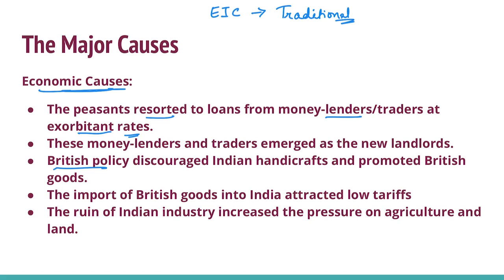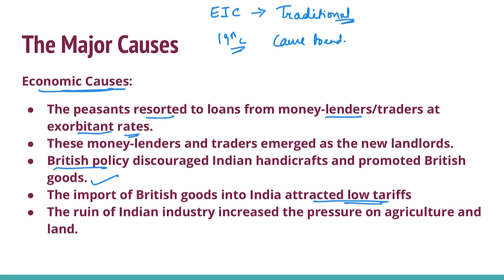British policy discouraged Indian handicrafts and promoted British goods. At that time, the highly skilled Indian craftsmen were forced to look for alternative sources of employment, which was very difficult for them. There was also destruction of Indian handicrafts. The British used to take raw materials from India and bring them back in the form of finished goods. The import of British goods into India attracted low tariffs. So by the mid 19th century, exports of cotton and silk textiles from India had completely come to an end.